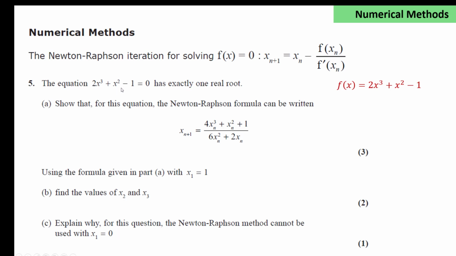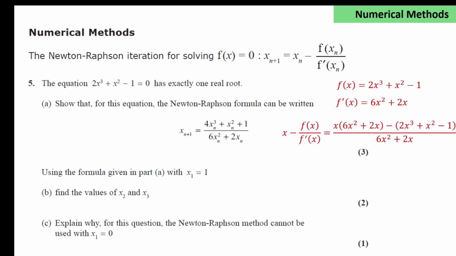2x cubed plus x squared minus 1 equals 0. So in this instance, our f(x) is 2x cubed plus x squared minus 1. We'll have to work out the derivative. That's straightforward. It's 6x squared plus 2x. And we'll need to work out what x minus f(x) over f dashed x is. We get this expression, which can be simplified to give us 4x cubed plus x squared plus 1 all over 6x squared plus 2x.